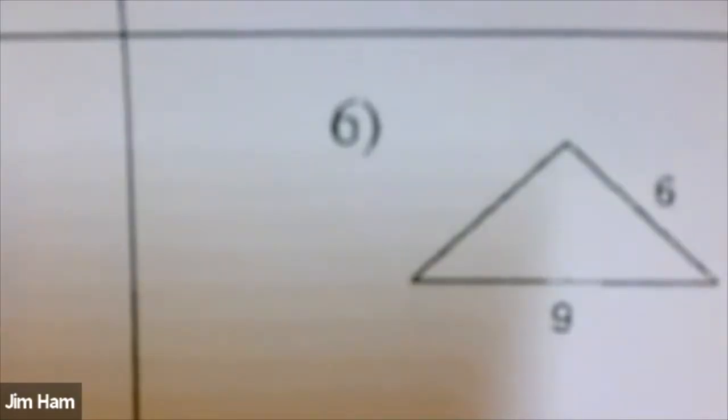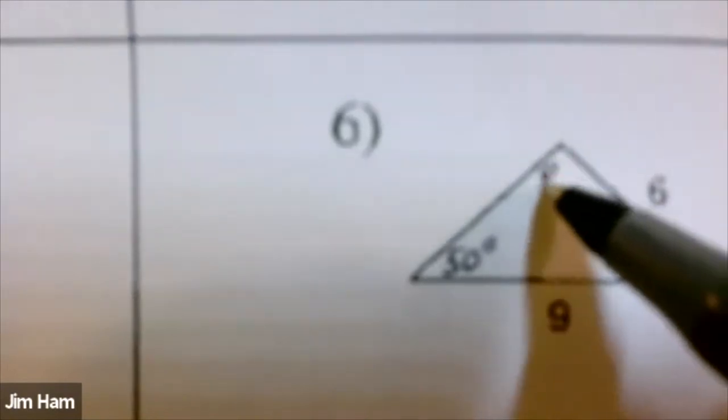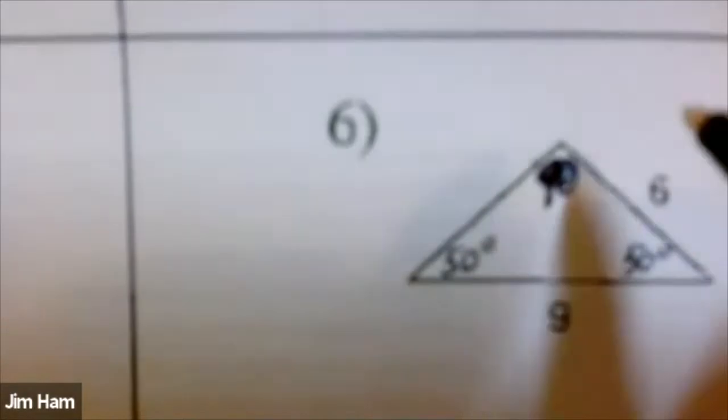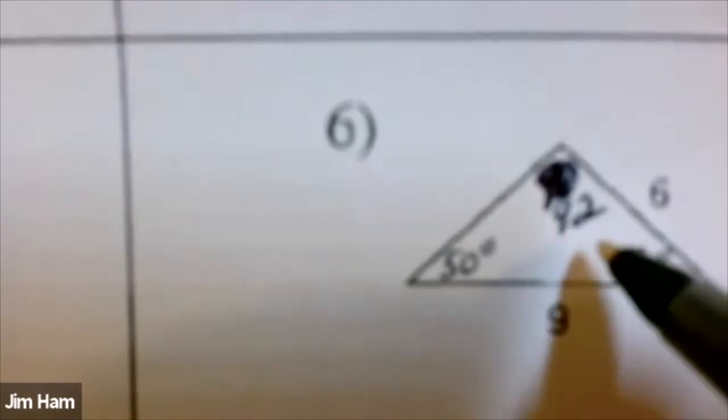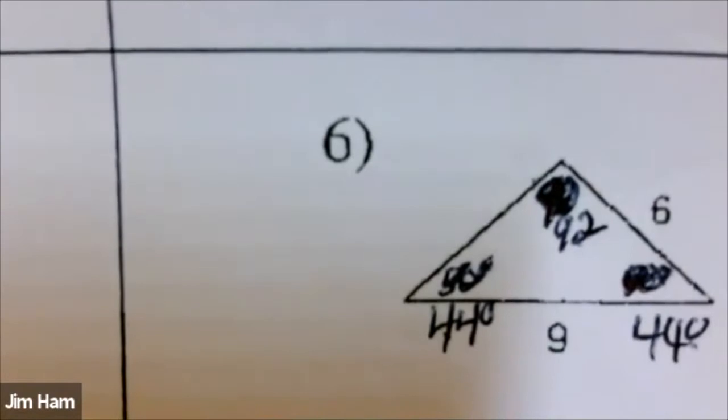Let's say we measure these angles, and we saw that this one here was 50 degrees, and this one here was 50 degrees. Let's say this one's 92. And if that's 92, then that means we have another 88 degrees left over. So these two then would have to be 44 degrees. So 44 plus 44 plus 92 adds up to 180.